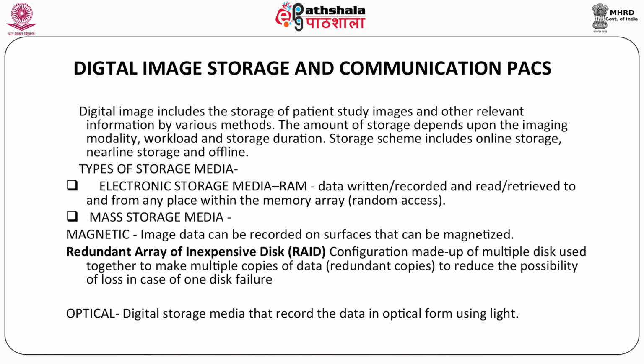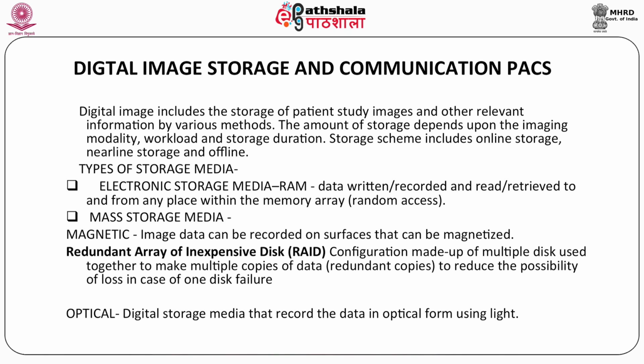Data, if lost, cannot be retrieved. For example, if a disk crashes. If the image data is confined to a single disk, there is a possibility of data being destroyed in the event of mechanical failure, commonly known as a crash. A redundant array of inexpensive disks, RAID, is a configuration made up of multiple disks used together to make multiple copies of data to reduce the possibility of loss in case of one disk failure.